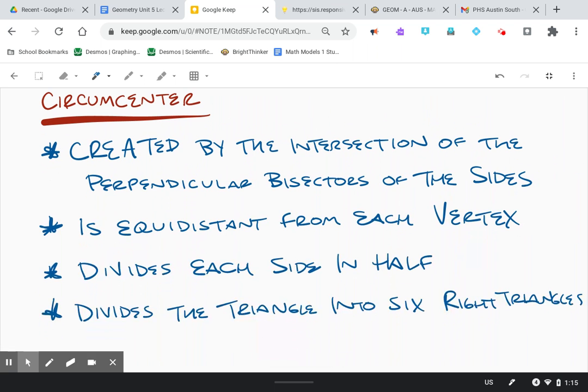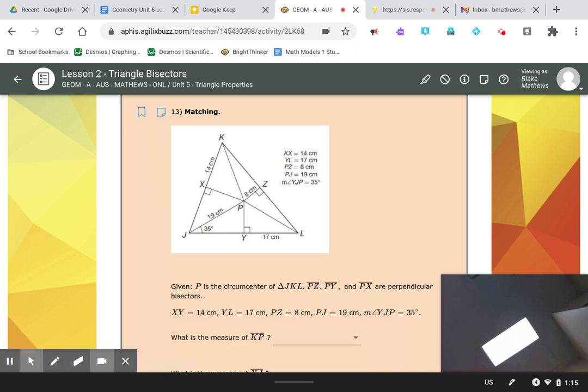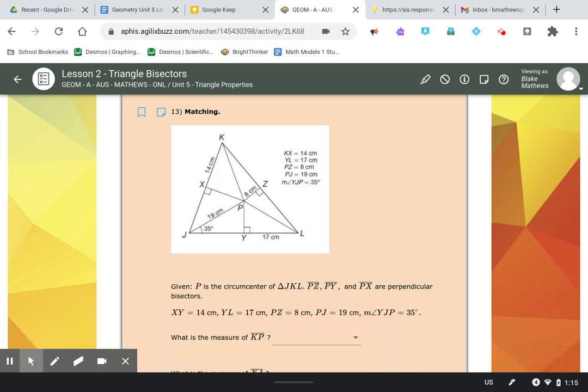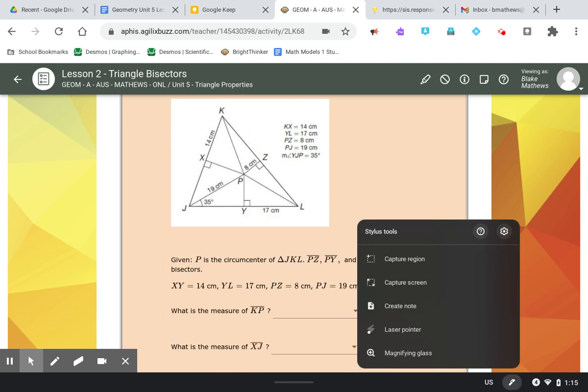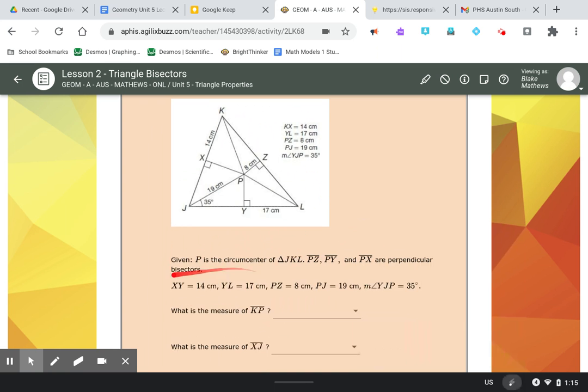So here's what we need to know about the circumcenter. So let's see if any of this helps us here. So they've given us a bunch of information here. They've written it all out, but they've also gone ahead and drawn it up here in the diagram. So everything you read here is also already represented in the diagram. So then it says, what's the measure of KP? So KP is this part right here. So KP is going to be related to this JP and this LP.